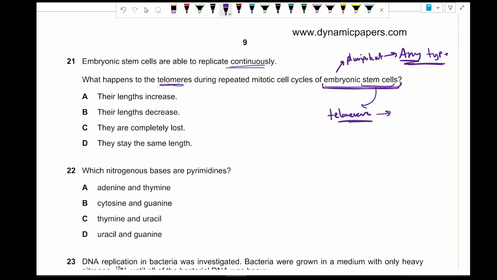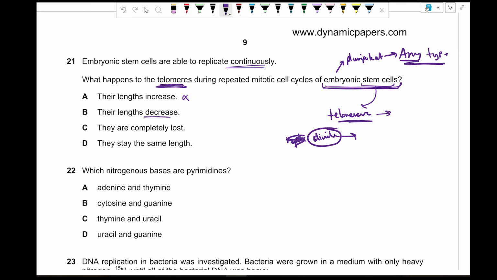This feature allows stem cells to replicate or divide continuously, an unlimited number of times. Therefore, let's see the suggestions that we have here. A. Their length increase. This is incorrect because telomere length remains constant in stem cells because of the telomerase enzyme. They don't actually increase more than it should.